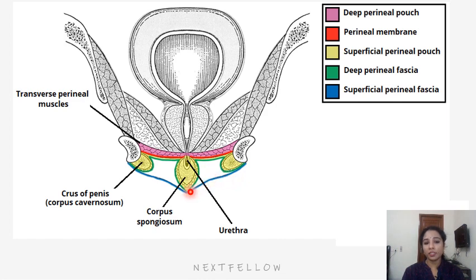Superficial perineal fascia is nothing but the Colles fascia. The gap between the Colles fascia and the perineal membrane is the superficial perineal pouch, and the gap between the superior urogenital fascia and inferior urogenital fascia along with the perineal membrane is the deep perineal pouch.